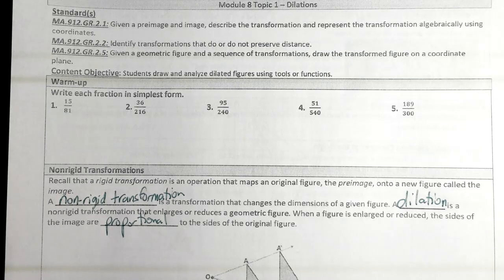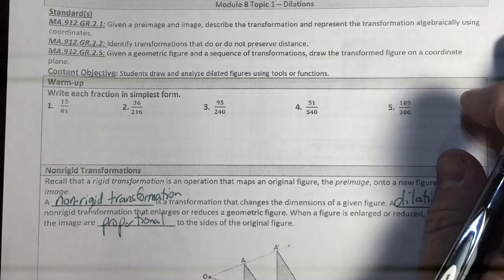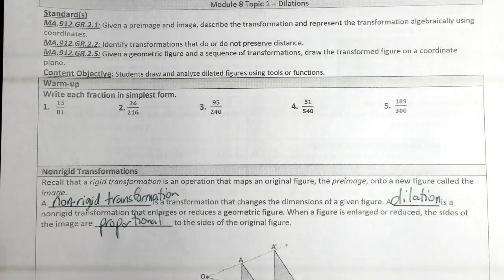So I don't have any magic formula. I'll try to throw things at you as I can. But let's start with the warm-up. We're going to write each fraction in simplest form. Number 1 is 15 over 81.